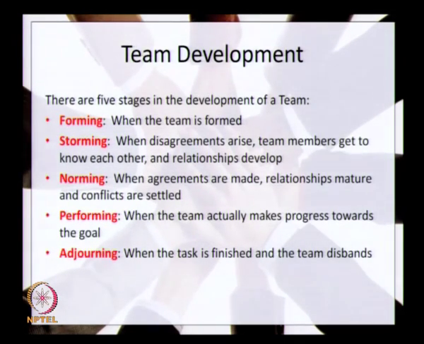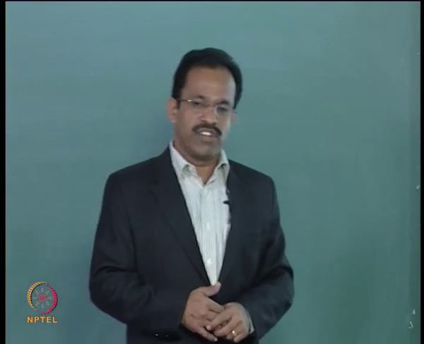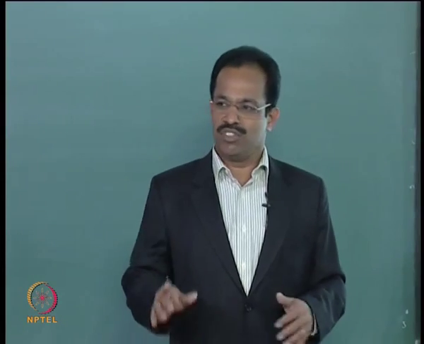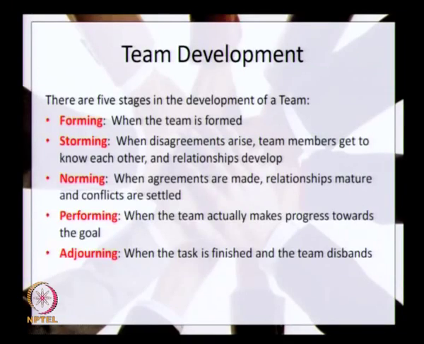The third one is known as norming. Norming is when agreements are made, relationships are mature, and conflicts are settled. From the stage of storming, where you try to know each other well, the agreements are made, relationships mature and conflicts are settled. In your case also you will see that teams have now been formed. Initially you will have some starting troubles. You may find that somebody is not working or somebody is not listening to you, but that is the stage of storming. Once you go through storming, you will reach norming, when relationships are stable and the conflicts are settled, and you are ready to carry out your task.